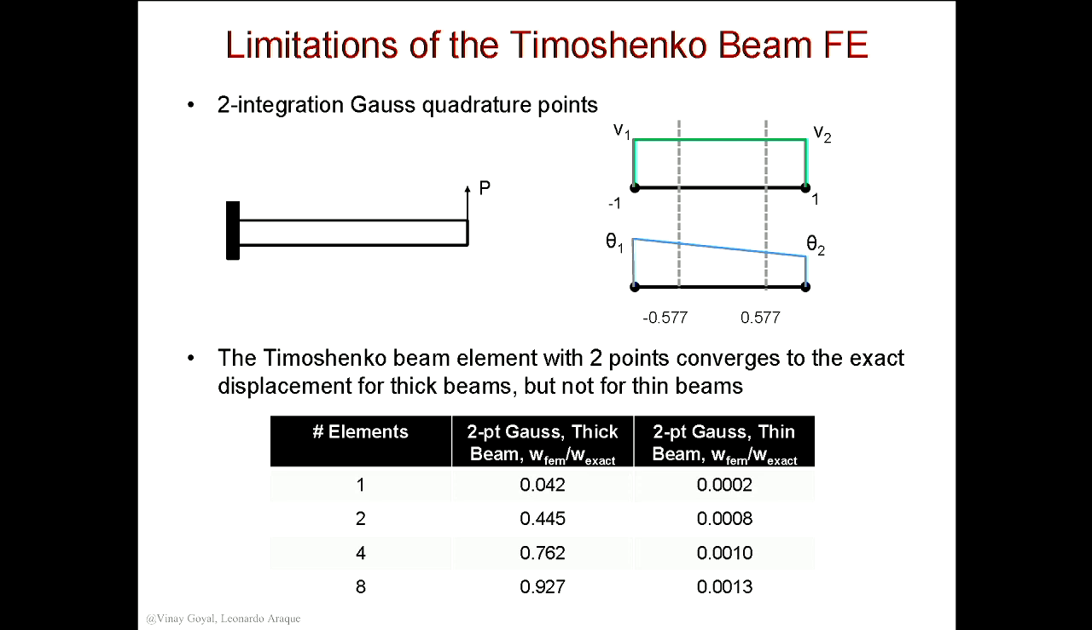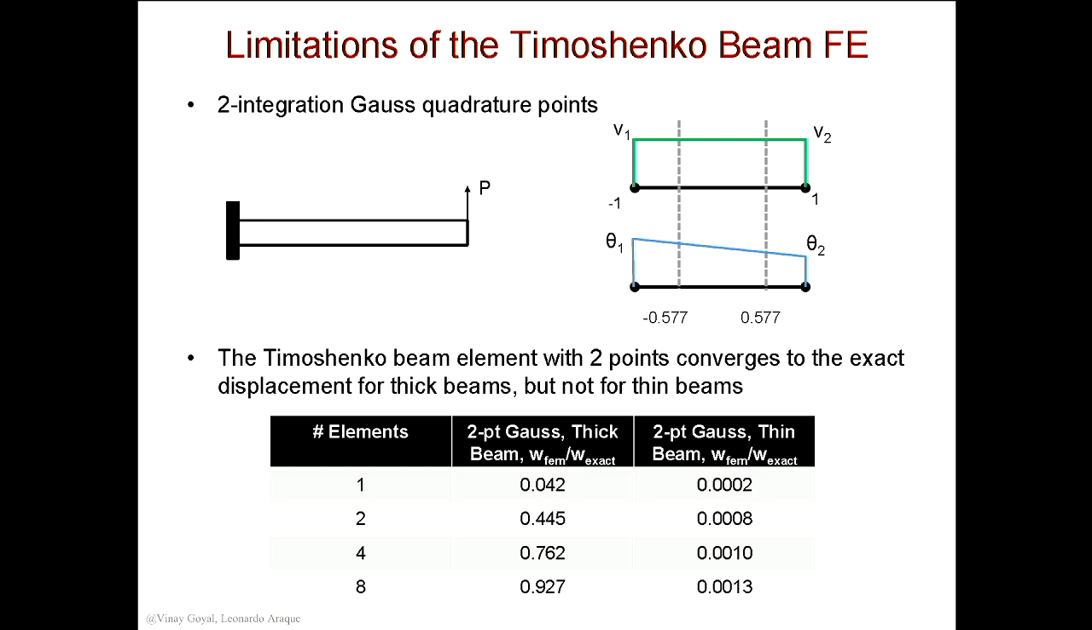The problem is when I look at thin beams. When I have a very thin beam, I see a problem here. I increase the number of elements, but things are not really improving. I mean, the error is huge. The FEM solution is a fraction of what the exact solution should be. And I increase the number of elements from 1 to 2 to 4 to 8, and it's not helpful. It's not going anywhere, okay?